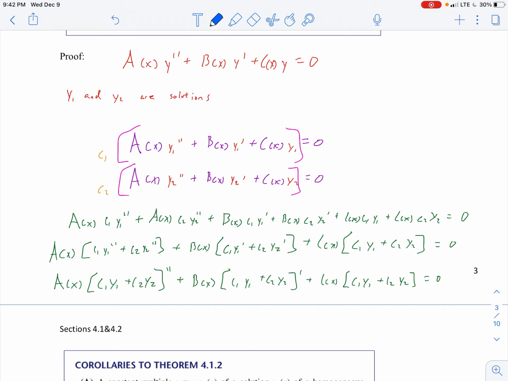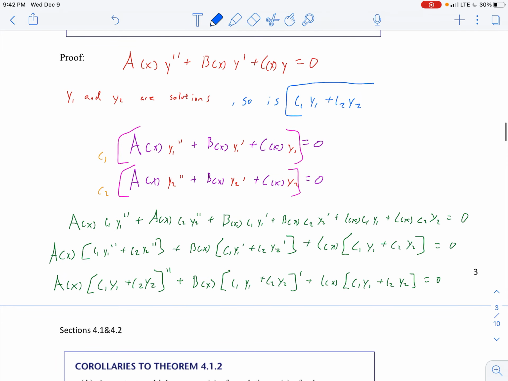So what superposition means is that if y sub 1 and y sub 2 are solutions, then so is the linear combination c sub 1 y sub 1 plus c sub 2 y sub 2. It is a solution to our homogeneous differential equation. All right.